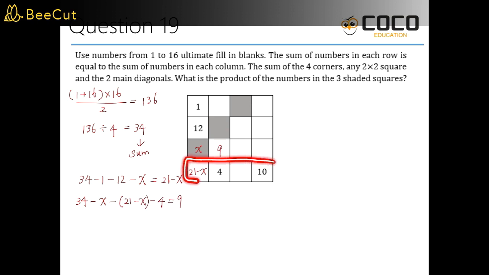For the bottom row, the sum of the 4 numbers is 34. Let's get the missing number. So 34 minus 21 minus x minus 4 minus 10. Solving this, we find the missing number is x minus 1.